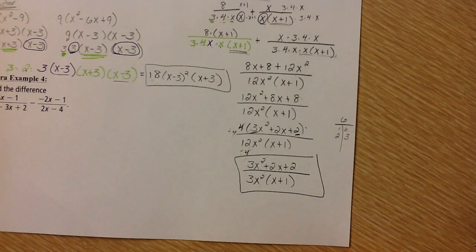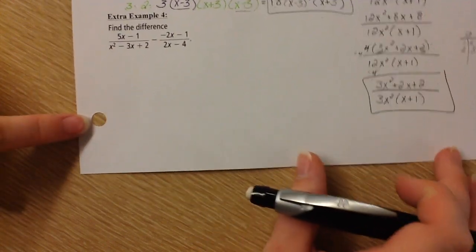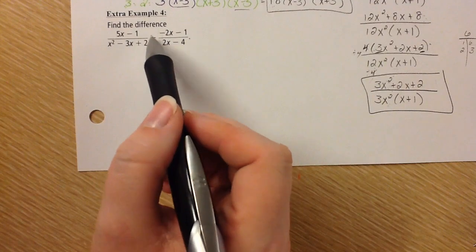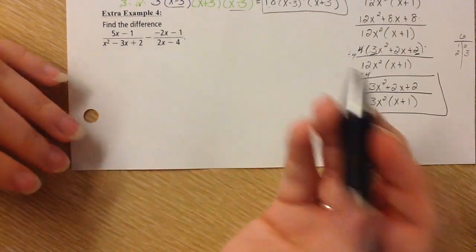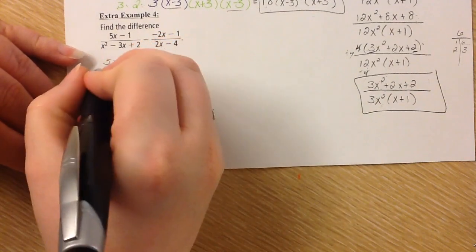Okay. All right, now we have one more. Now this is a subtract. With subtract, you do it the same way, but you just have to be really careful, because we're subtracting not just the first term, but the whole thing. So again, we're going to factor our denominator, so we'll leave the top the same.